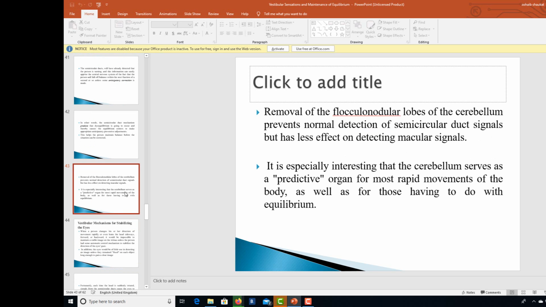Removal of the flocculonodular lobes of the cerebellum prevents normal detection of the semicircular duct signals, but has less effect on detecting macular signals. It is especially interesting that the cerebellum serves as a predictive organ for most rapid movements of the body as well as for those having to do with equilibrium.